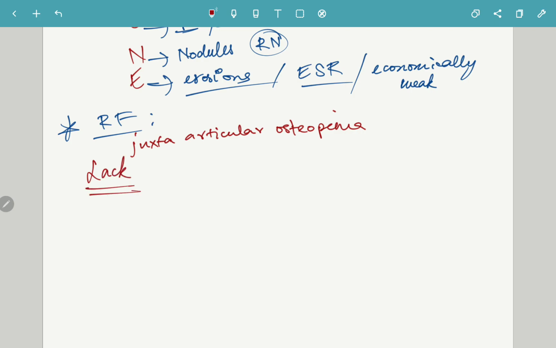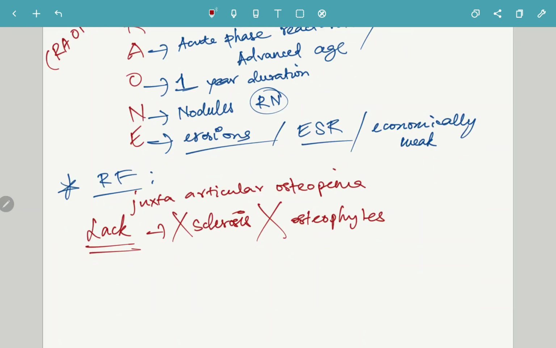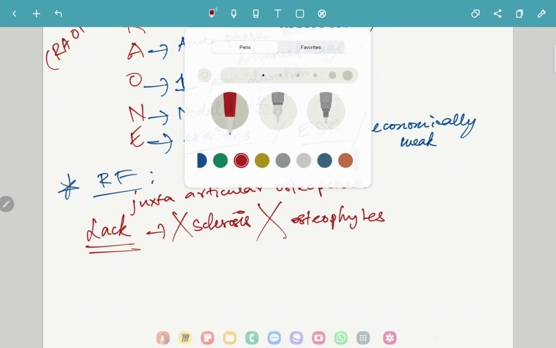will be lacking. What are these hypertrophic bony changes? Sclerosis will not be there. Definitely sclerosis will not be there. Osteophytes will not be there. All this will be seen only in osteoarthritis. But in rheumatoid arthritis, all hypertrophic bony changes will be absent. No sclerosis, no osteophytes. Now I already mentioned that there is a syndrome known as Felty's syndrome.